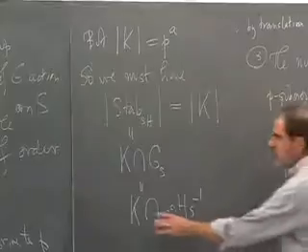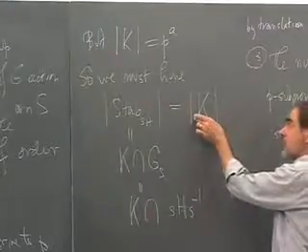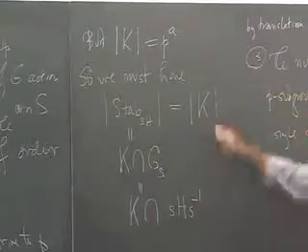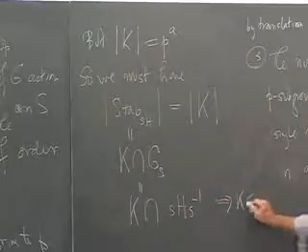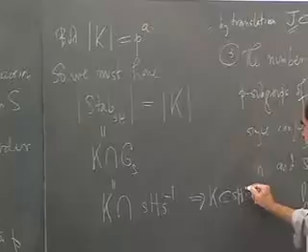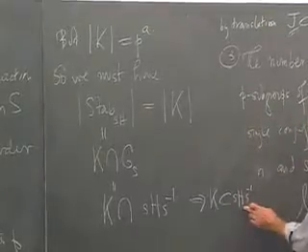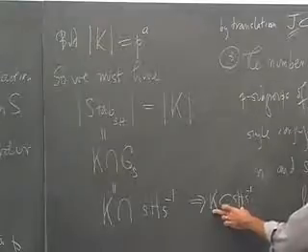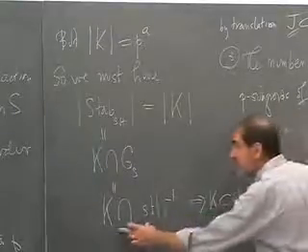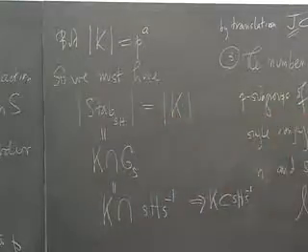So the order of this group has to be the order of this group, and the only way that can happen is if this group is contained in this group. If k isn't totally contained in this group, then when you intersect it with this subgroup, you're going to get something strictly smaller than k. But the order of this is the order of k.